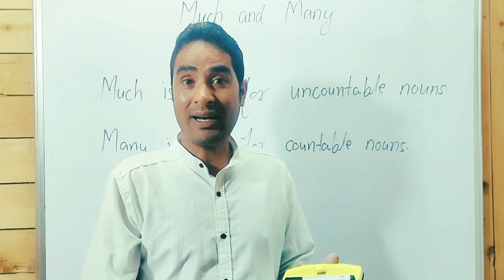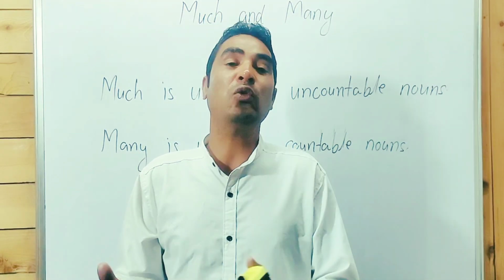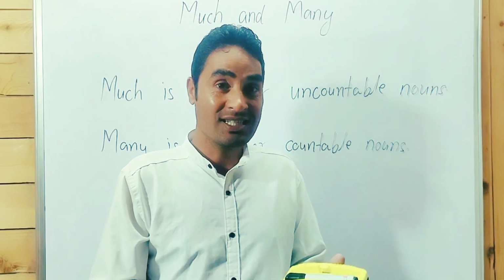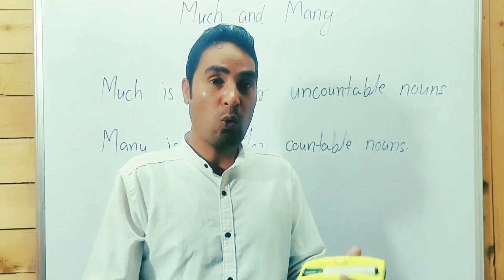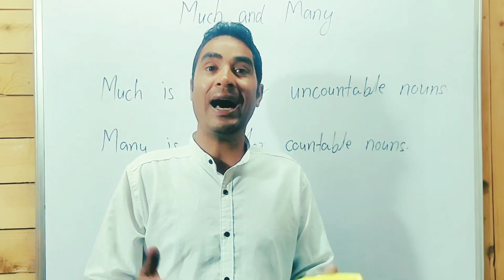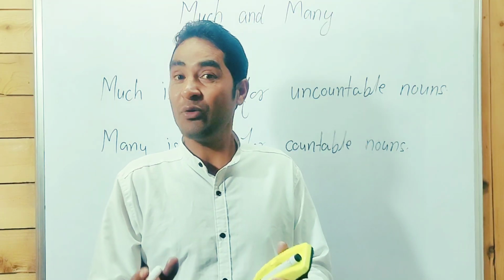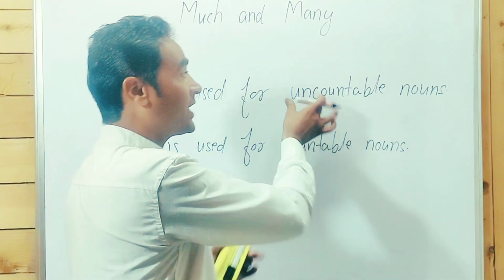Like water. Water cannot be counted. We can't count water. Water, sugar, furniture, scenery, information, legislation, oil, etc., all are uncountable nouns. So guys, point to be noted. I hope you know about it. So much is used for uncountable nouns.